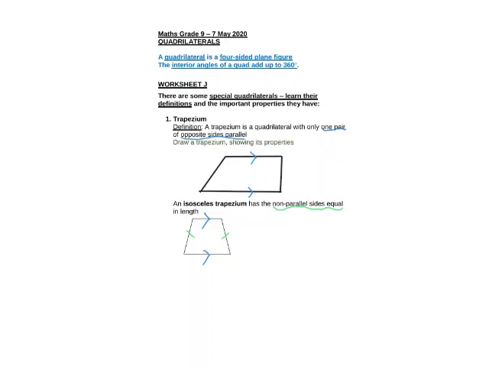Hello people, just a quick look at quadrilaterals, four-sided plane figures. Firstly, the interior angles of a quad add up to 360. So, special quadrilaterals we're looking at.